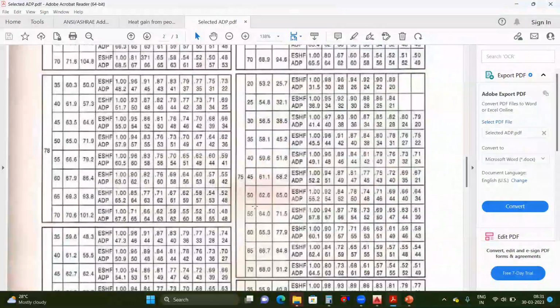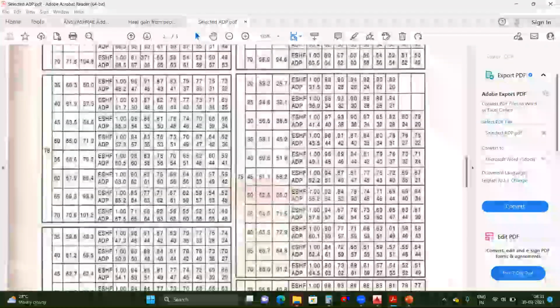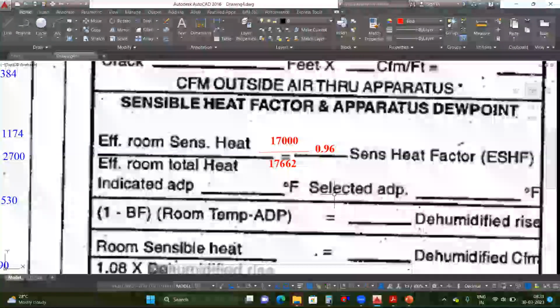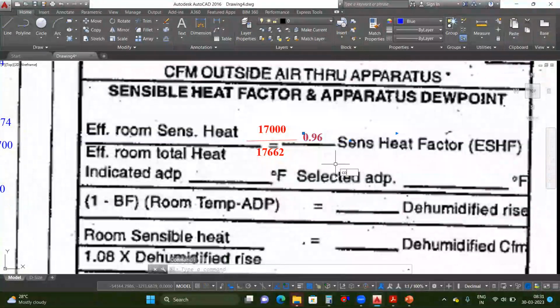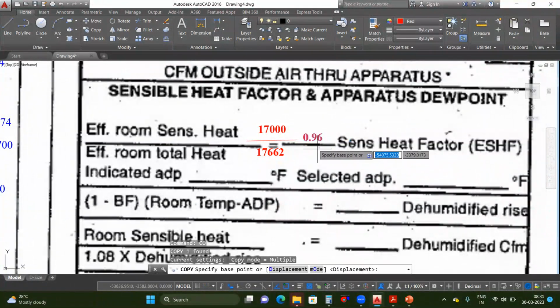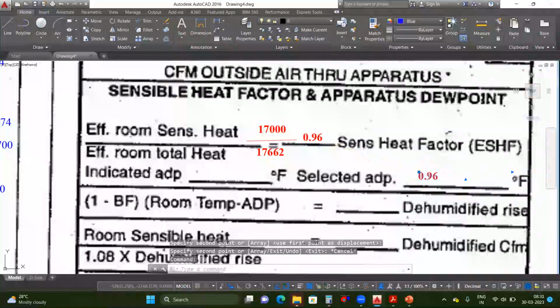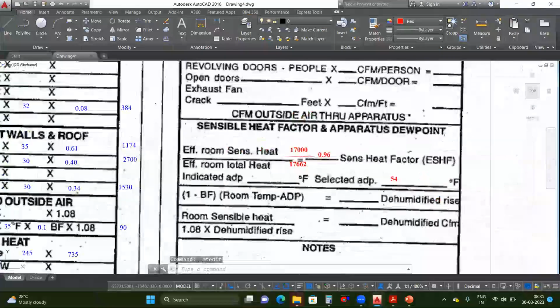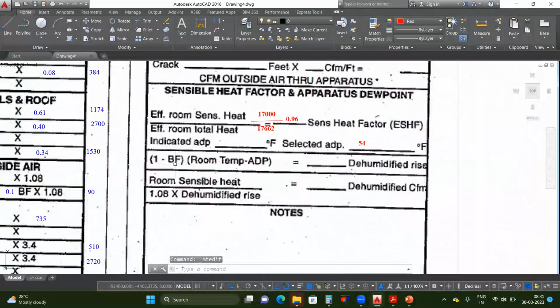So 75, 50 and 0.96. So where it is 0.96, we have 0.92 and 1. So it is nearby 0.92. So we can take the value as 54. Okay. So we'll write this 54 here. Yes, 54. So next one is 1 minus bypass factor.